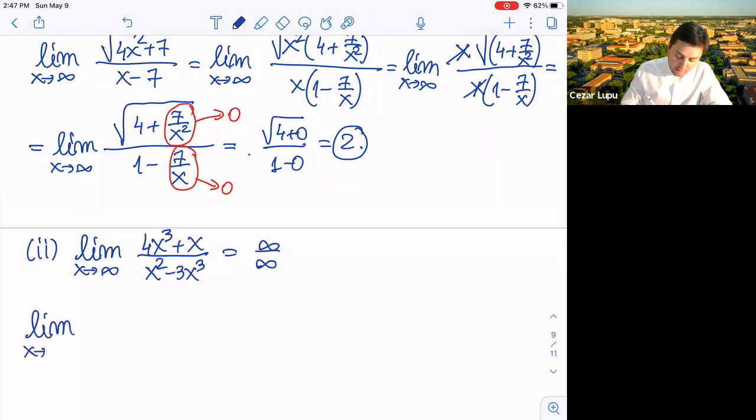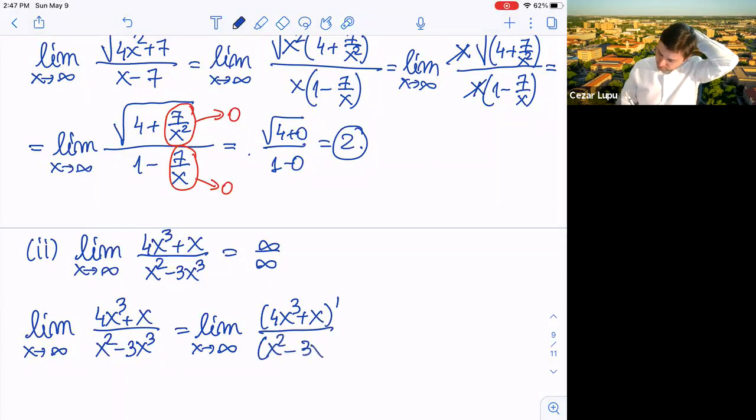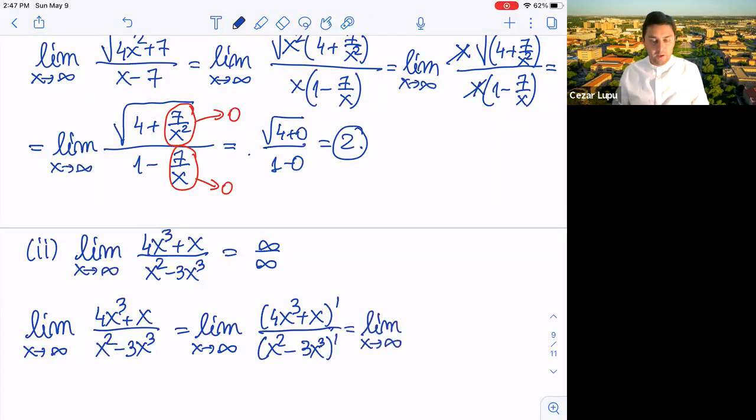So this means that the limit as x approaches infinity of 4x cubed plus x over x squared minus 3x cubed would be the limit as x approaches infinity of the derivative of 4x cubed plus x, everything over the derivative of x squared minus 3x cubed. So on the top we have 12x squared plus 1 over 2x minus 9x squared.